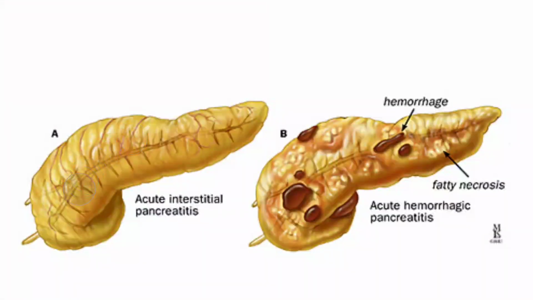So this is the acute interstitial pancreatitis. The pancreas is swollen and red. However, in this condition, you can see there is diffuse bleeding, and then we have fatty necrosis here.